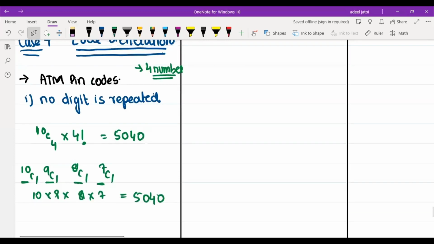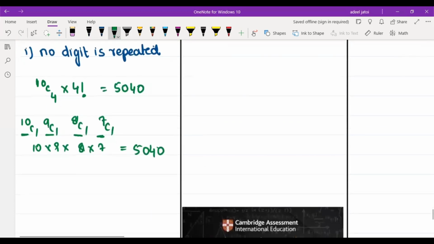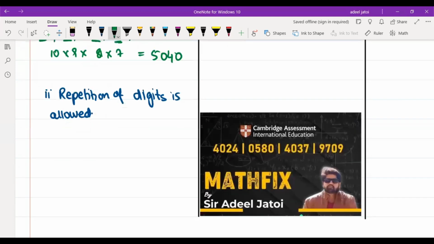This is when no digit is repeated, and you must be very careful in this. When we say no digit is repeating, the digits start from 0 and end at 9, so we have in total 10 digits. Now, if I say that repetition of digits is allowed, then 1, 2, 3, 4.